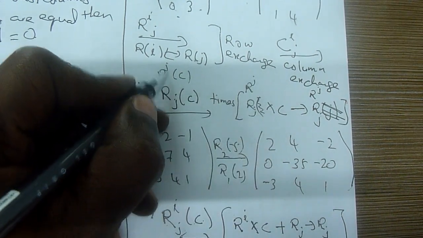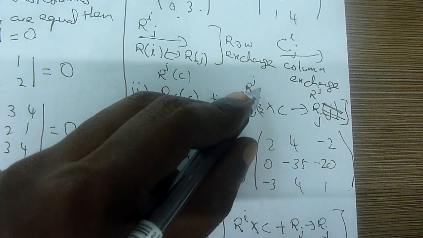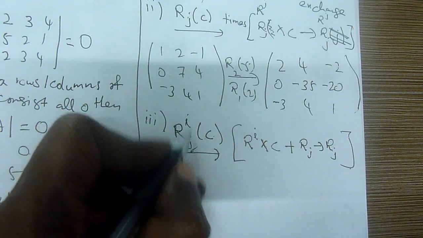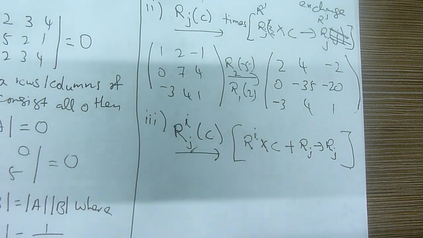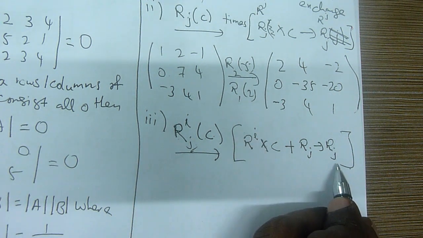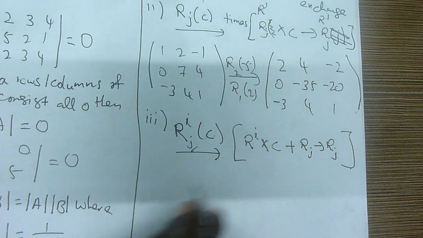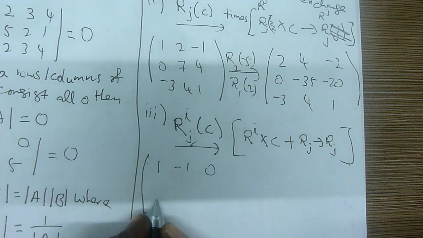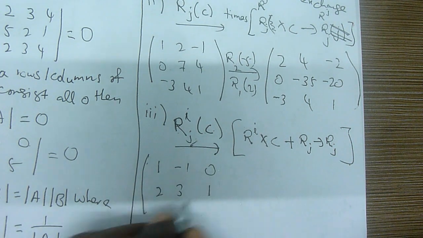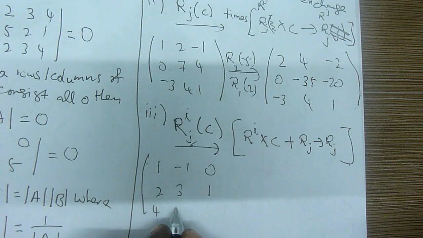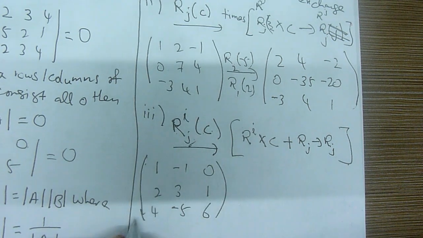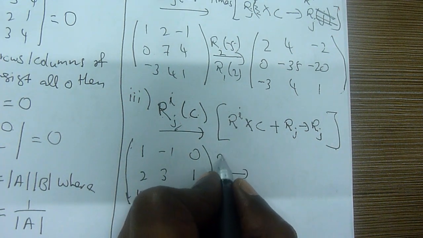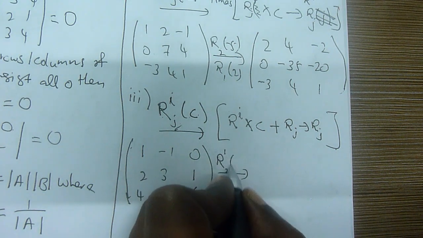If it is a single row, you identify the single row. But if there is something that involves two indices here, which indicate the row, then you must use this convention. Let me explain this part. You can see 1, -1, 0, 2, 3, 1, 4, -5, 6. Therefore we are going to use the logics. It's 1, 2, -1.